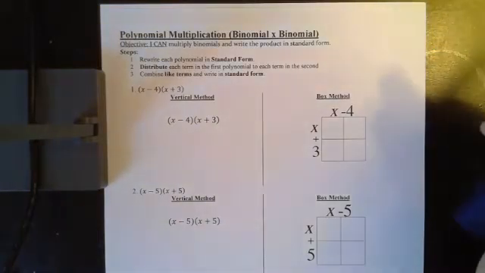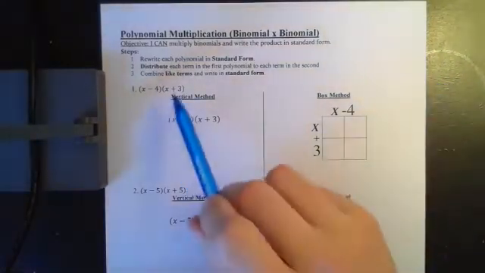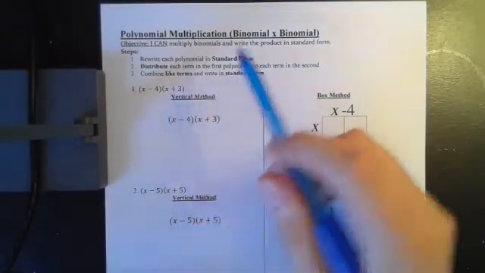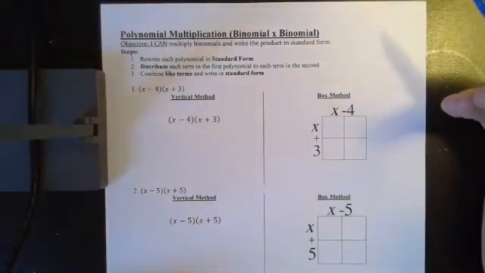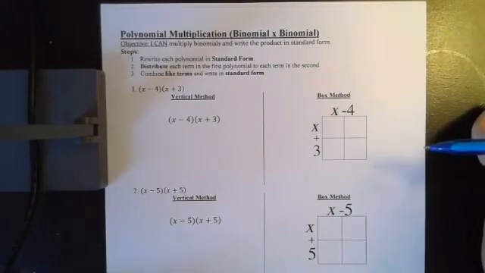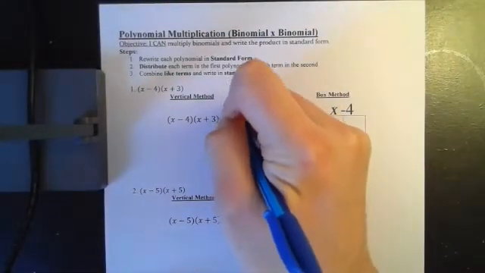All right, so let's take a look at our first example. So for our first example here, we have x minus 4 times x plus 3. Now these are in standard form already, so you can just leave them. And the first method that I'm going to show you is the vertical method, or what we talked about last week, the FOIL method.